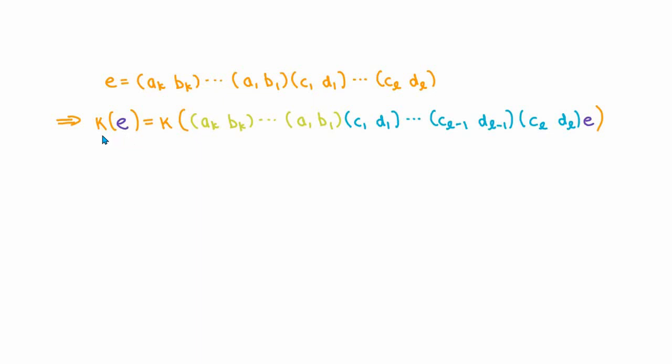First of all, on the left-hand side, I have kappa of the identity element. And since the identity element is a product of 0 disjoint cycles, but has n fixed points, I have that kappa of the identity element is equal to 0 plus n, or n.